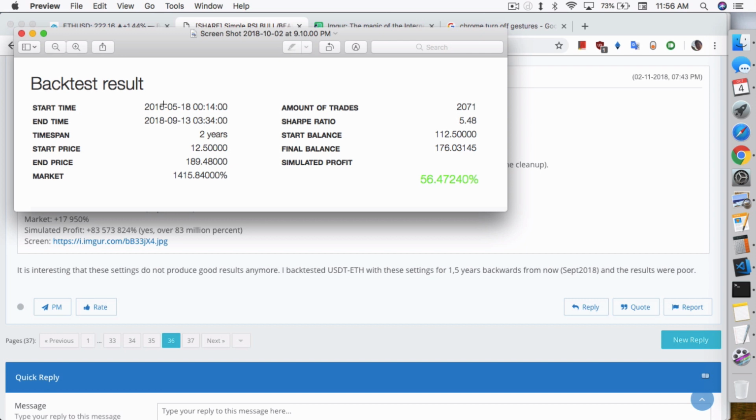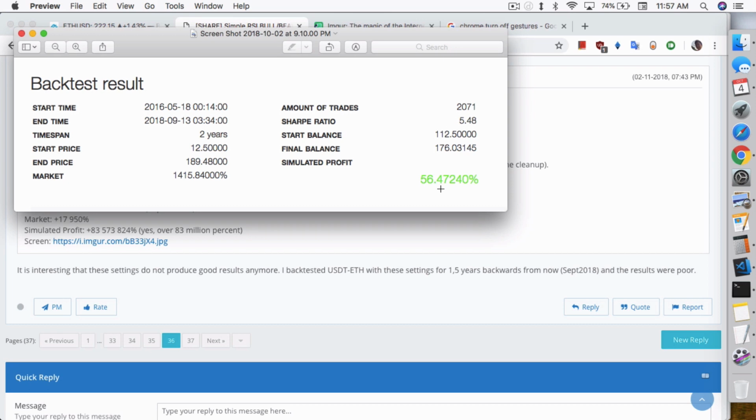For a 2-year backtest from 2016 to now, if you bought and held, basically if you bought it at $12.05 in 2016, you would have made 1,415%. As of September 13th, the price has gone up a little bit, and the end price at that point was 189. But if you use this strategy and let it trade, you will end up only making 56%. That is really bad, I have to say.